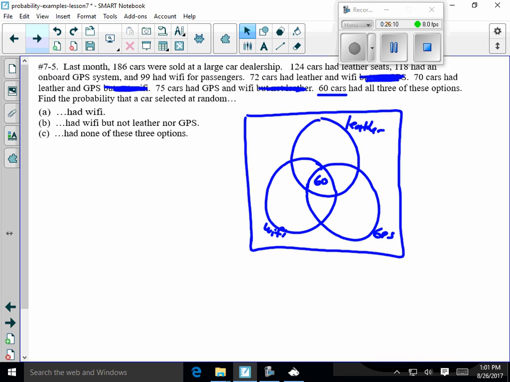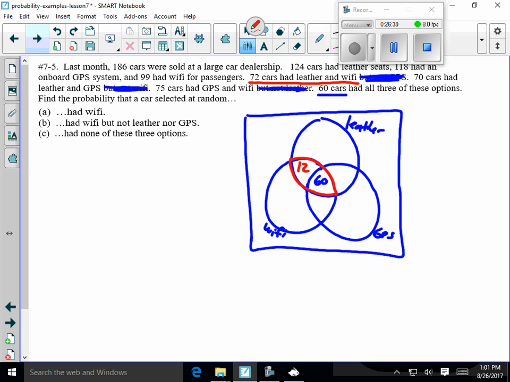But if I reevaluate this and say there are 72 cars that had leather and Wi-Fi, but I'm crossing out the part that says but not GPS, then that would be here. They have to be in the leather circle and the Wi-Fi part, right? But of the 72 cars, 60 have already been accounted for. So with that change to the problem, it means that that whole red football area has to add up to 72, but we've already accounted for 60. That leaves only 12 to go in there. This is actually more typically the way the problem is formulated.